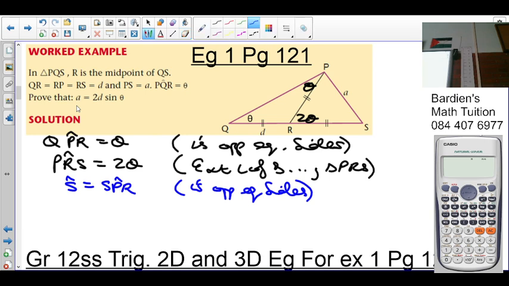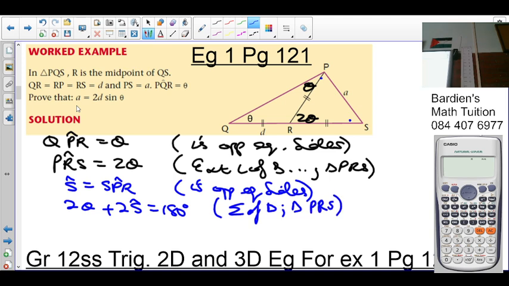So I'm just going to represent angle S in terms of theta. So we know that angle S plus angle SPR plus 2 theta is equal to 180. Why? Sum of angles of a triangle. So 2 theta plus twice angle S is equal to 180. You all agree with that? Because S is equal to SPR, so I can replace SPR with an S, so that I can have one unknown in this equation. And the reason here is sum of angles of a triangle, and it's triangle PRS.